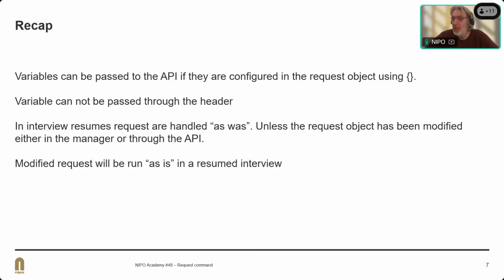With one very noticeable exception: if you change that request object, and it doesn't matter what you change in that request object, if you change something, which basically means if you saved it, if you have made a change that requires a save, then that request will be run again if you resume that interview. So keep that in the back of your mind when you start editing request commands. If that request is actually used in a script and that script has paused interviews, that might actually mess up the resumes in that script. So keep that in the back of your mind. Modified request will be run as is, which is basically what I explained before.